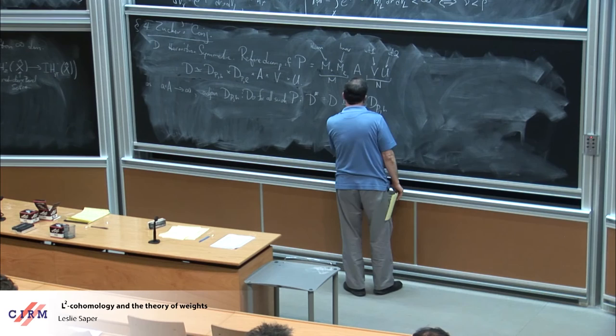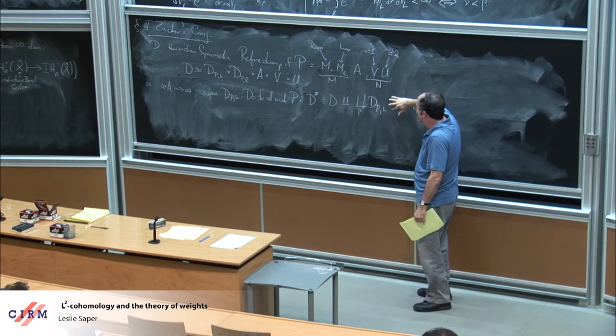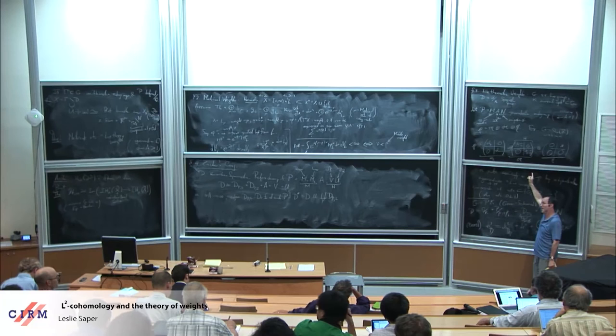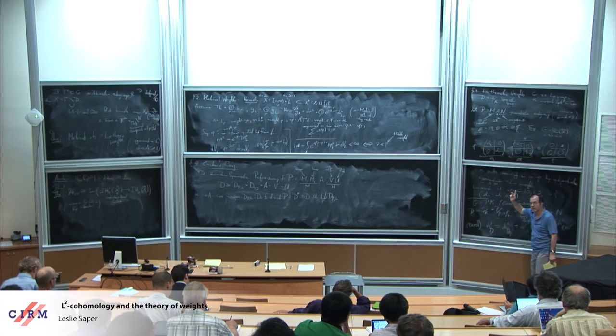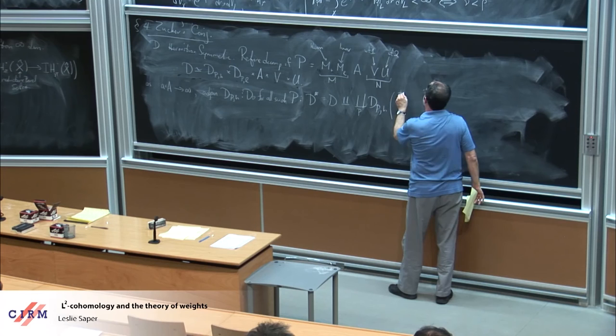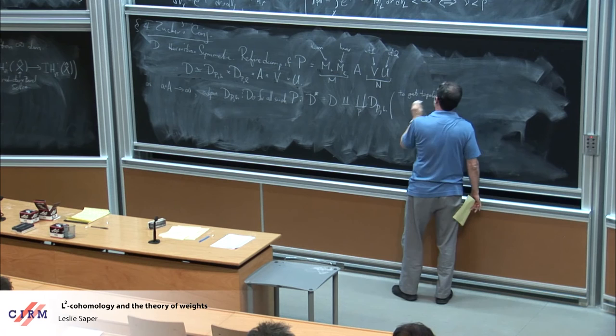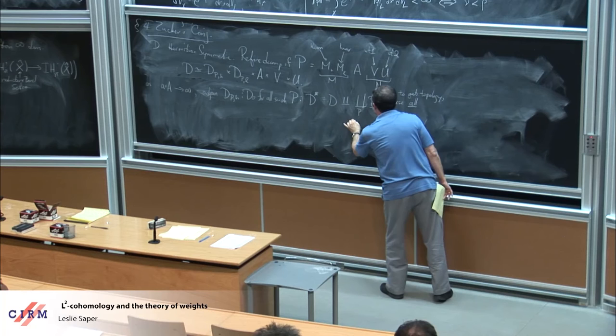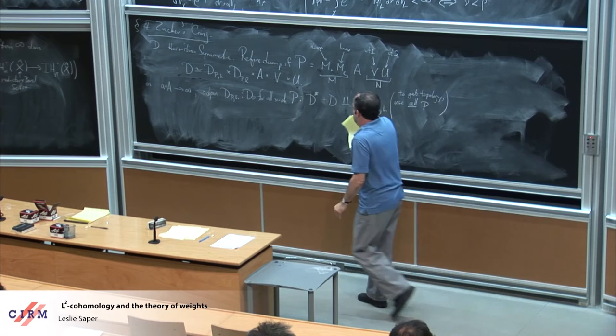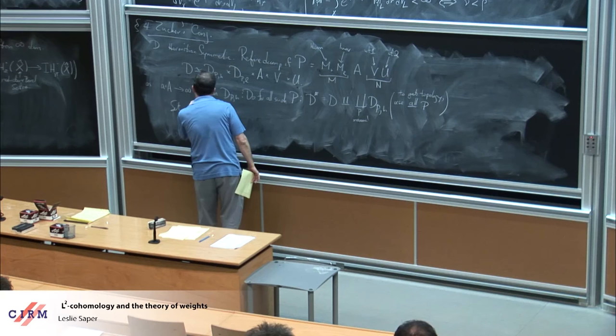Now, I haven't given you a topology. To create a topology on this thing, you have to look at not just these maximal parabolic subgroups, but you have to look at smaller parabolic subgroups where the A has higher dimension. And that's how you would glue these together. And I'm not going to do that. But to get topology, use all P, not just P maximal. And I should also say this is P defined over Q.